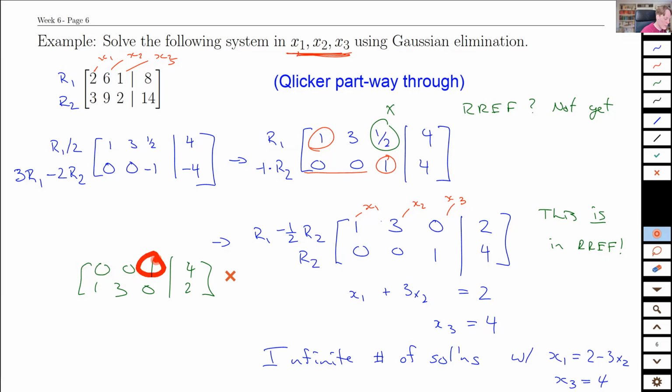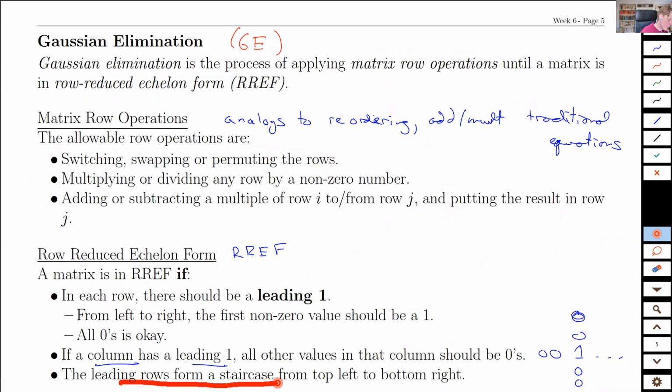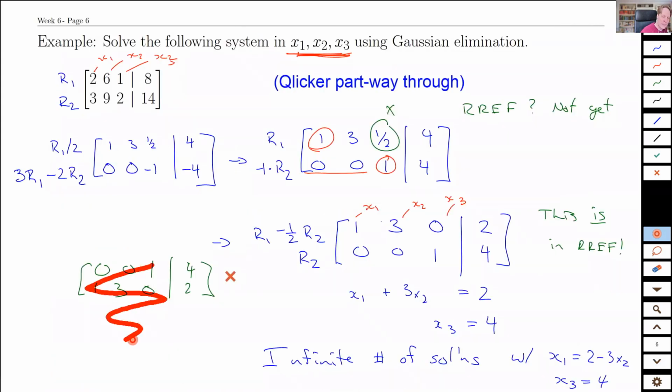Here I have a 1, that's fine, but then the next row has to have its leading one further right. This one does not have that, it's back left. So it's that requirement here: the leading ones form a staircase from top left to bottom right. Here we're kind of going back and forth, and that's not REF.